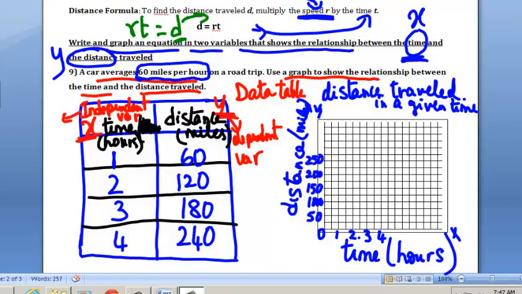And go ahead and plot 1 and 60, so around here, right there. 2, 120, so just under here. 3, 180, just under here. And 4 and 240, just below the 250. Go ahead, connect the points. This is called, by the way, a linear graph, and that's it. We've made the graph. Okay, go ahead and finish the rest, and I'll see you next class.